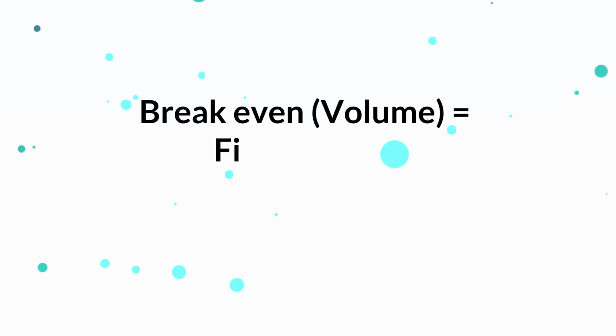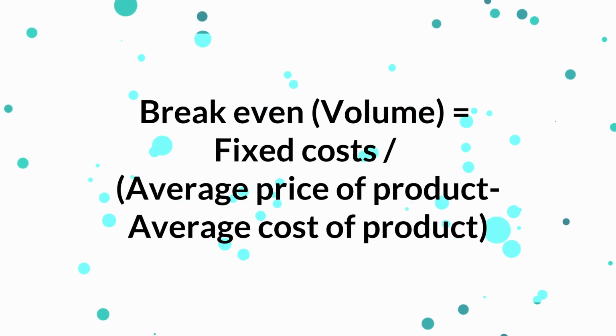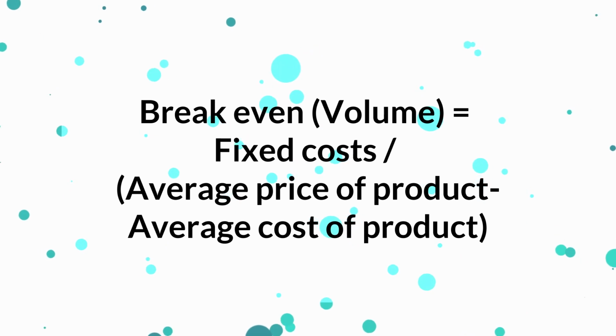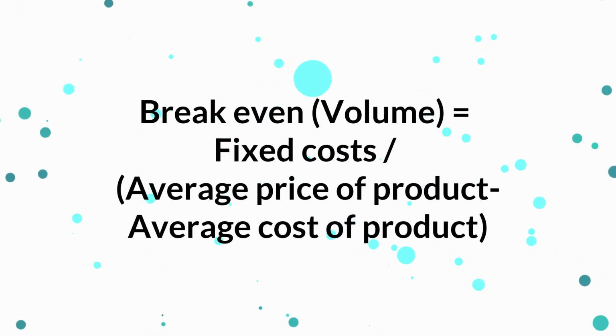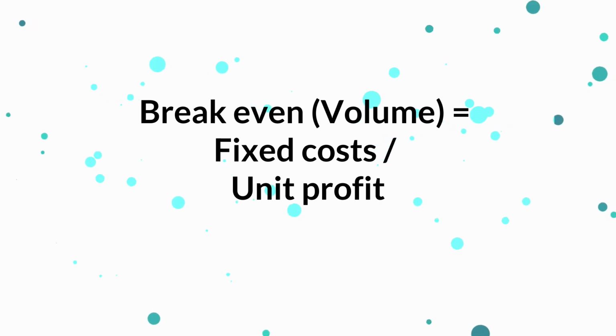So to get your break-even by volume, you take your fixed costs and you divide by your average price of product minus the average cost of product. In essence, that's fixed costs divided by your profit margin on each product. That will tell you how many things you need to sell to break even.